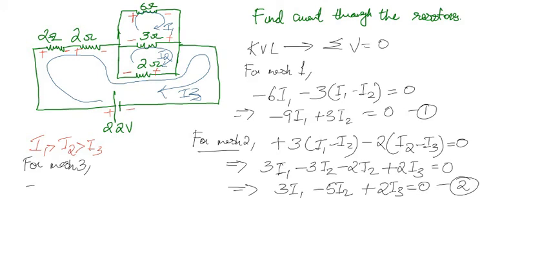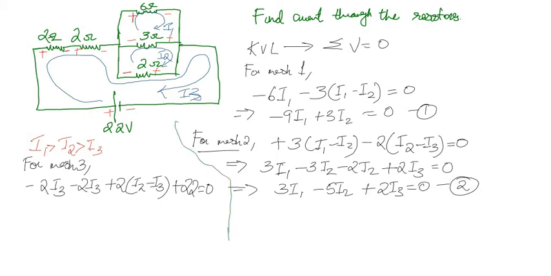So when I'm going in the clockwise direction, since I'm going from plus to minus, I will be minus 2I3, again minus 2I3, and again since I'm going from minus to plus, it is plus 2 into (I2 minus I3). Current through that 2 ohm is I2 minus I3. Again I'm going from minus to plus, so it is plus 22 equal to 0. Okay, so this is my equation for the third mesh.